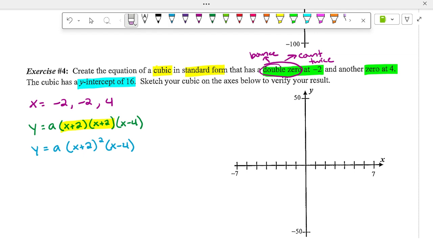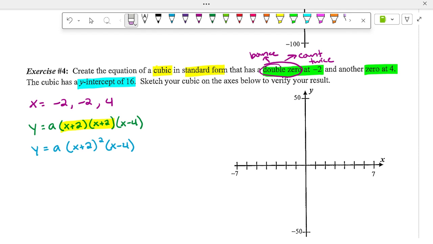So we said that a double zero is going to bounce, based off the exponent that's with it. Will it bounce? Yeah, it will, because it has that 2 in the exponent. All right. Now, that's our unfinished factored form, because now we've got to solve for a.